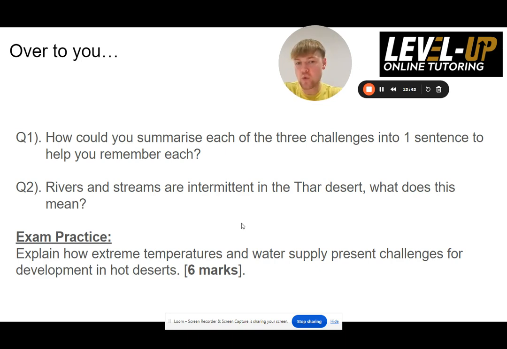Again, it's very similar with water supply. Only at certain times of the year, rivers and streams are intermittent, with high rates of evaporation. So there are lots of things you can write about for those 6 marks. You just need to make sure that when you state a point, you develop it, linking it back. Why is this a challenge? Why is this important? Why does this have a profound, negative impact on people in the Thar, and also on using the Thar as a resource?